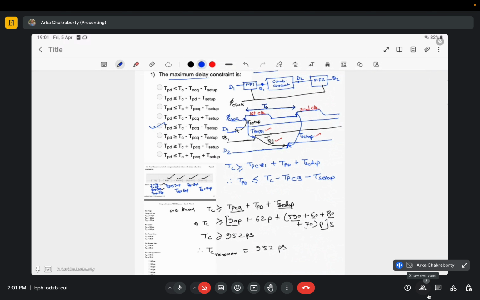So in sequential circuits, the approach is simple. You have to first identify what maximum delay constraint or minimum delay constraint they are asking for. You have to identify whether they are discussing flip-flops or latches or pulsed latches, and then you have to draw all the propagation and contamination delay terms, and you have to find the corresponding equation. Once you get the equation, solving them is very easy. So this is the procedure you should follow.